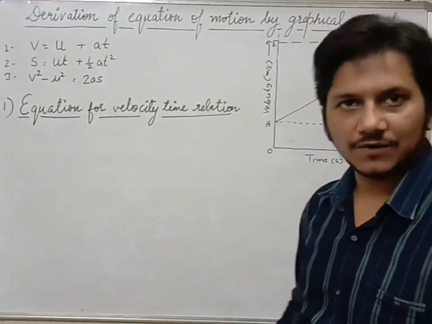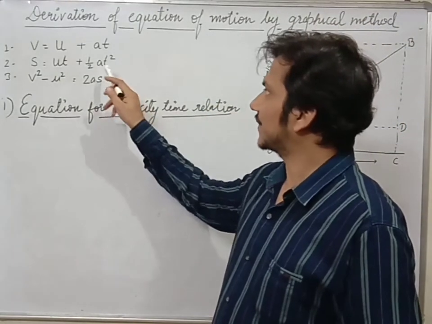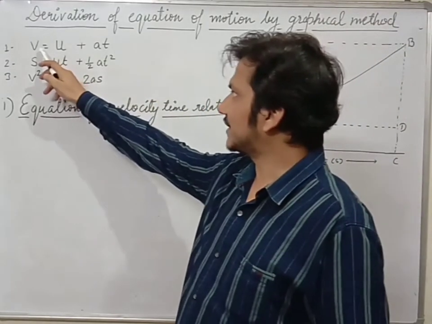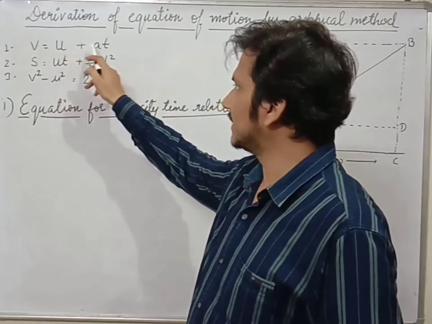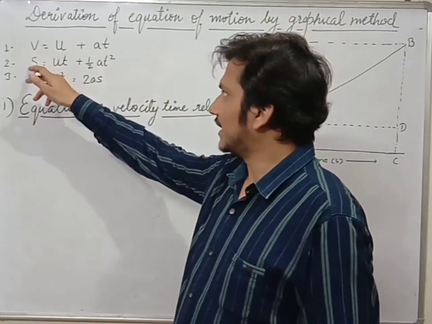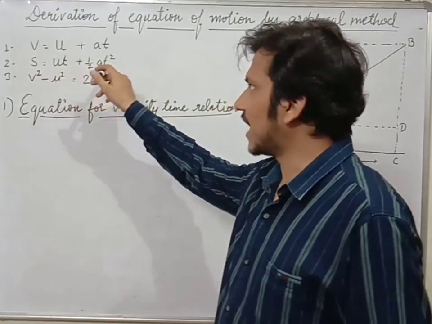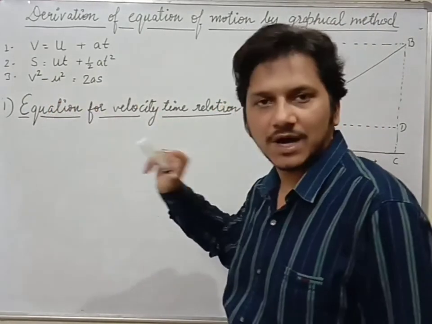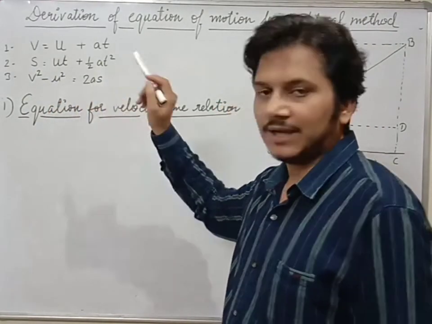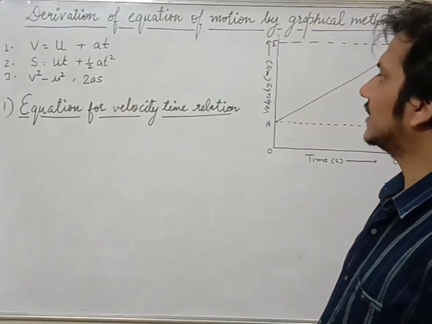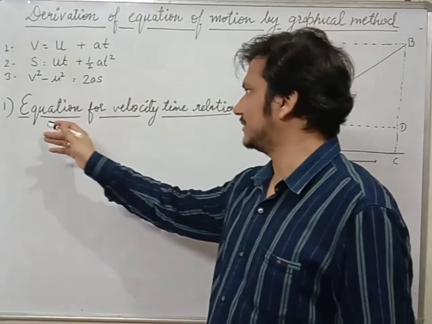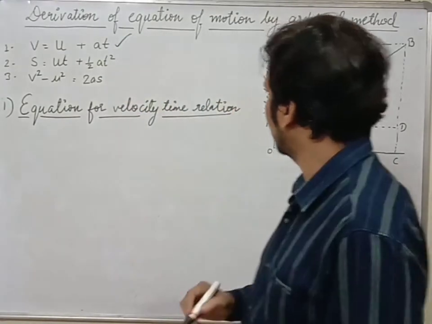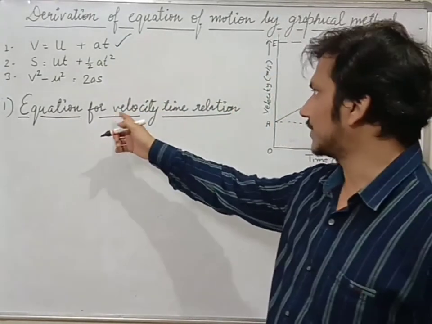And these equations of motion are of three types. First is v equals u plus at, second is s equals ut plus half at square, and third is v square minus u square equals 2as. Now here we will derive the first equation, for the velocity-time relationship.